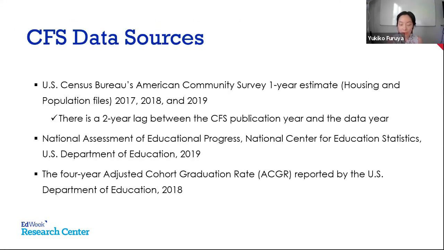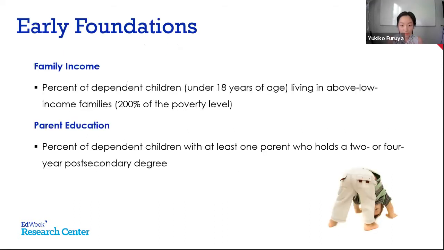CFS mainly uses ACS one-year estimates, but also uses the National Assessment of Education Progress, NAEP, and the four-year adjusted cohort graduation rate. Unless specified, all the data sources in the coming slides are ACS. Next, I'll talk about each index.